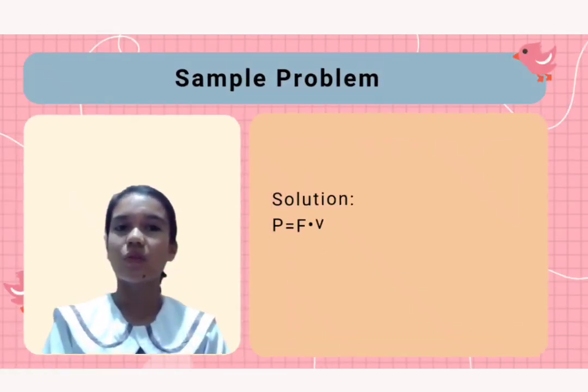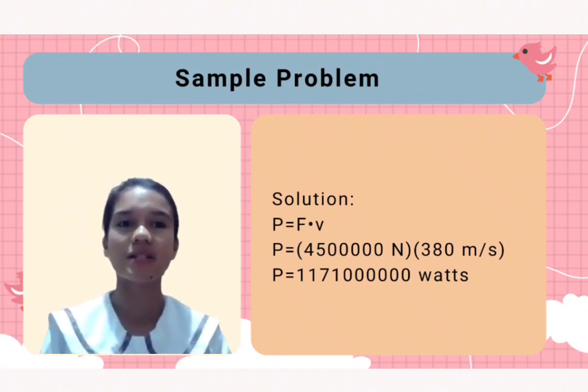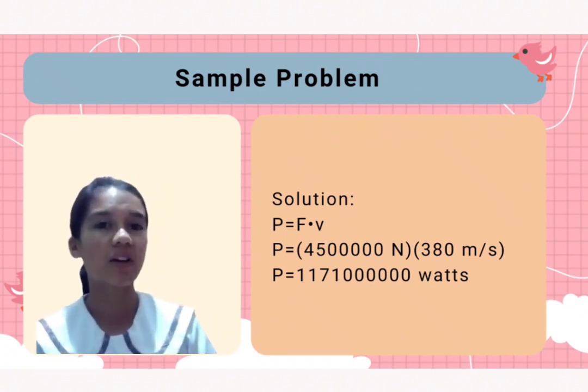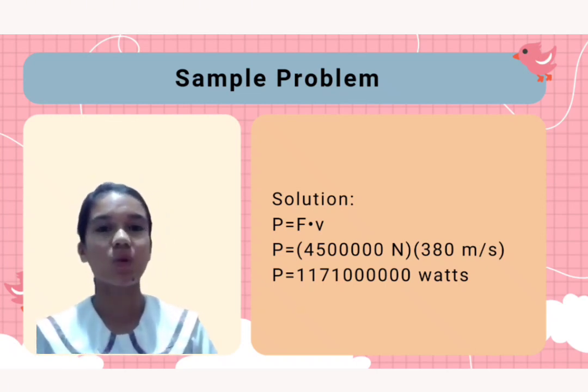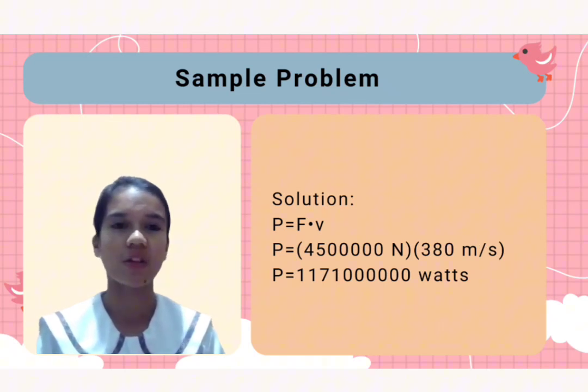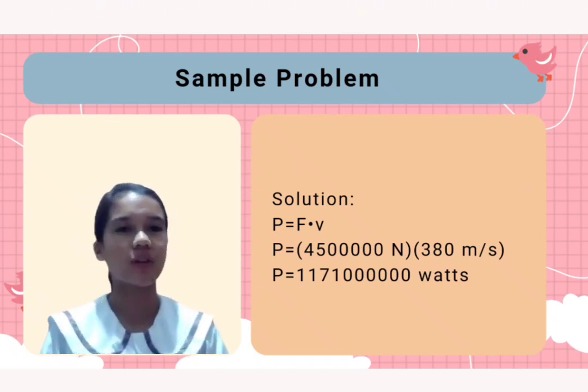So the solution for this problem is P is equal to 4,500,000 N times 380 meters per second. So the answer is P is equal to 1,710,000,000 watts. So that's how to solve for the power.